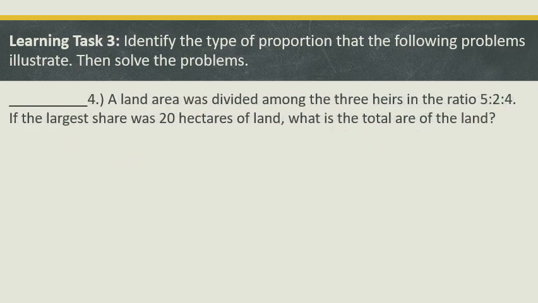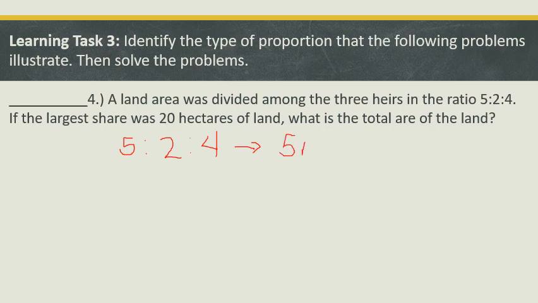Then, number 4, a land area was divided among the 3 heirs in the ratio of 5:2:4. So, hinati-hati yung lupa sa tatlong tagapagmana, so 5:2:4. If the largest share was 20 hectares of land, what is the total area of the land? So, magiging distribute natin yung 5:2:4. So, didikit na lang natin ng n yan.